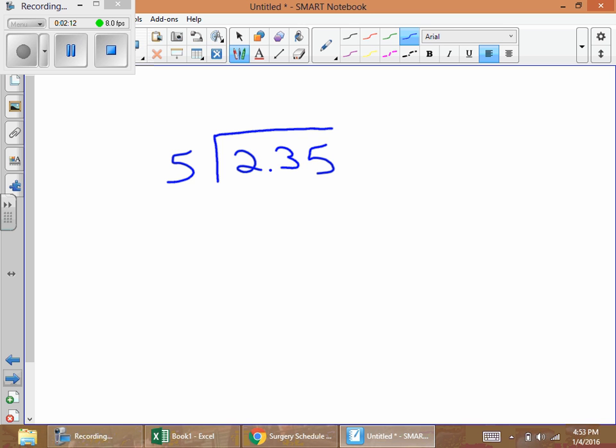Now, the first thing you're going to want to see is that any time I have a decimal here, let's just not play around with it. If we're dividing by a whole number, which we are, right there's our whole number, I'm going to move the decimal straight up into the quotient, right up into the answer. Just put it up there right now. And then we're going to run through everything just like we normally do.